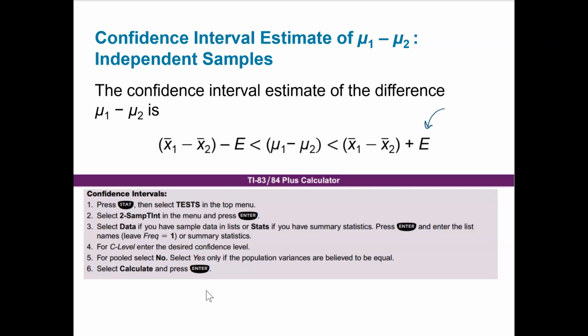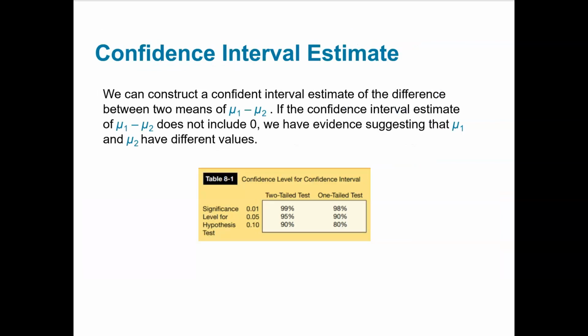We can find the margin of error by taking whatever upper limit we get and subtracting the difference between the two sample means. For the confidence interval estimate, just a reminder, what we're looking for is whether it does or does not include 0. If it does not include 0, then we can assume that they have different values. If it does include 0, we can assume that the means are the same, or that there's a however-percent confidence that they could be the same.